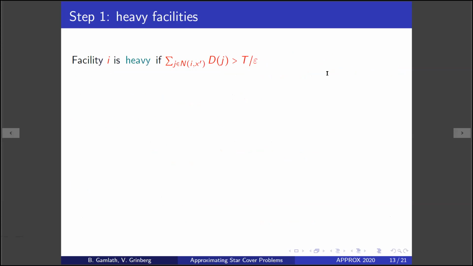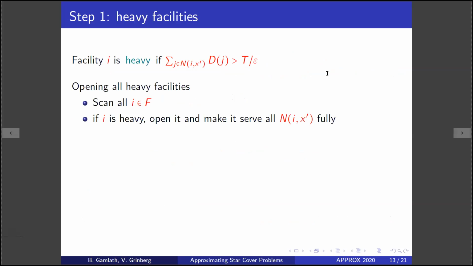First, we open all heavy facilities. It is done very straightforwardly. We scan all facilities i, and if i is heavy, we simply open it and make it serve its clients fully. During this process, some facilities that were heavy may become non-heavy, because part of their clients may have been changed and delegated to another heavy facility in its opening. And this is perfectly fine.